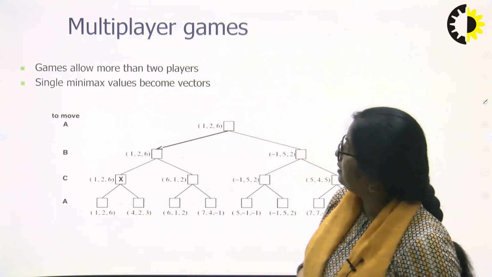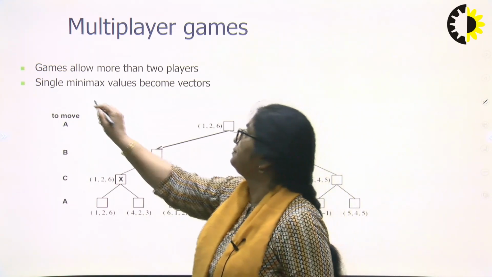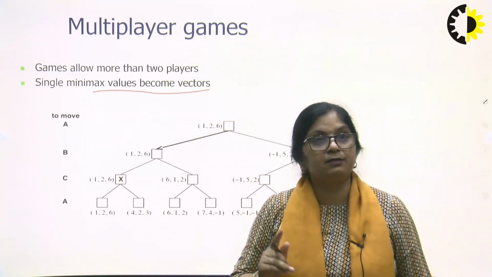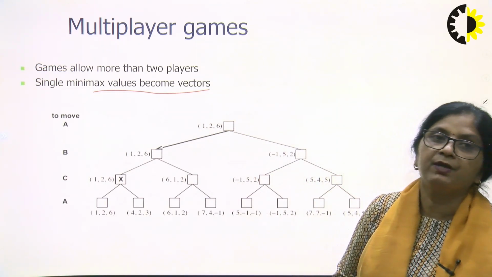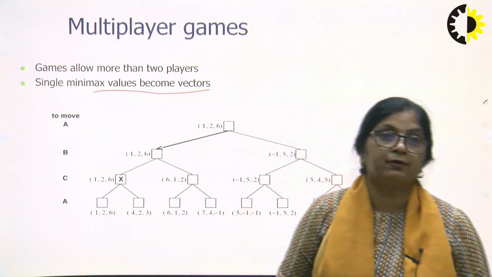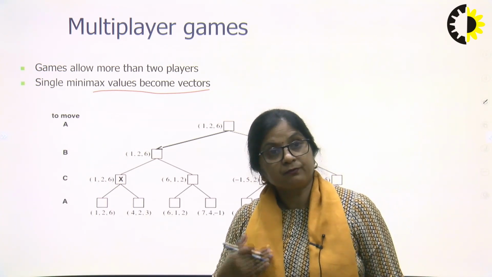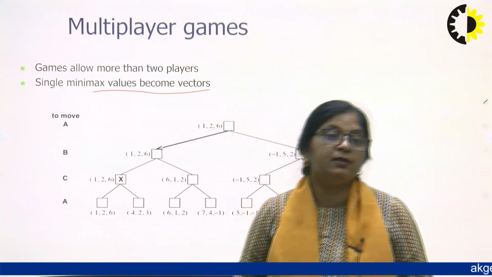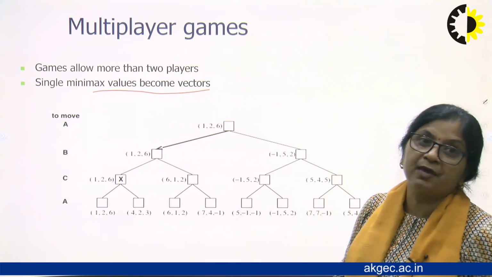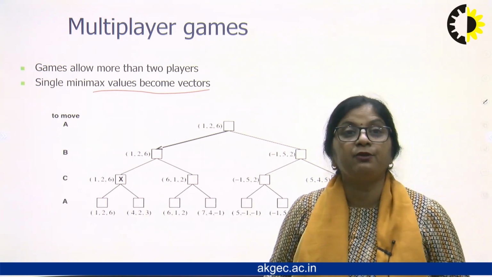Now what change do we have to make? Now we will take a vector of values. There we were using just a single value because min was minimizing the values of successors, and max was maximizing the values of successors. Now we are having 3 players, so we can't say it is max or min. All are having their try, and they are trying to win the game.